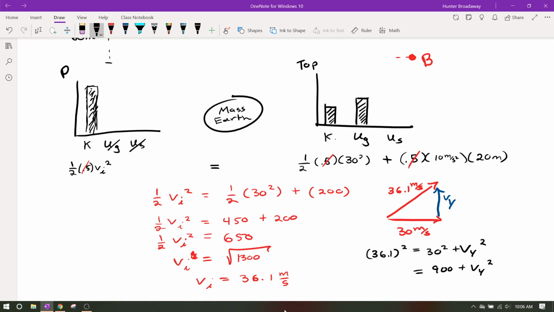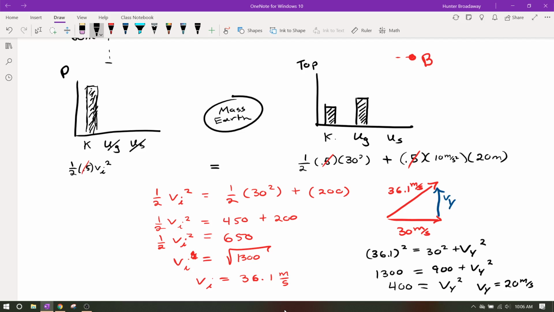36.1 squared is a number. Oh, duh, right? Yeah, we totally just did it. Yeah, 1300. So I'm going to put 1300 over here. Okay, so then our Vy squared is 13 minus 9, 400. Take the square root of that. We get that our Vy is equal to 20 meters per second.